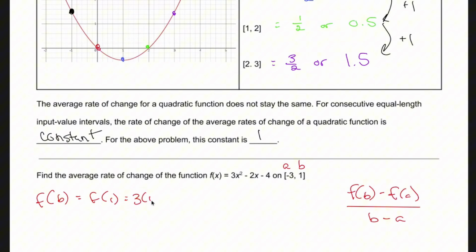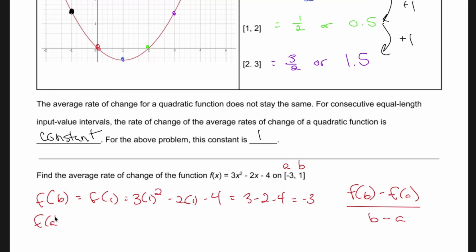So 3 times 1 squared minus 2 times 1 minus 4. Okay. 3 times 1 squared is going to be 3 times 1, so you become 3. 2 times 1 is 2, minus 4. 3 minus 2 is 1. 1 minus 4 is negative 3. So f of b is negative 3.